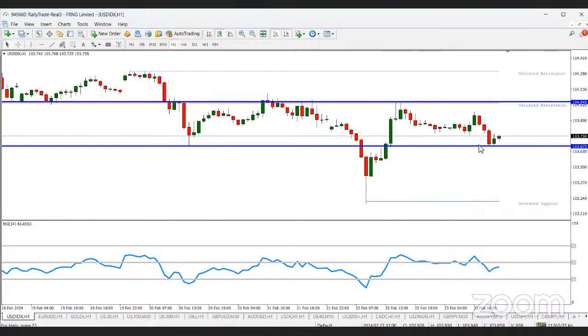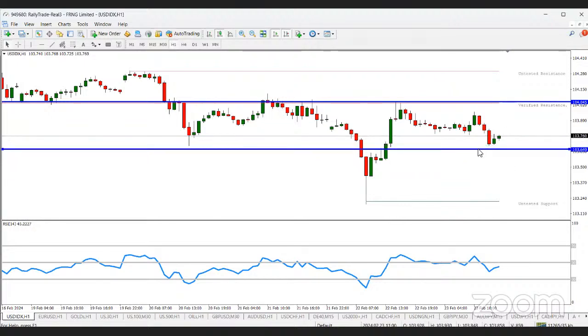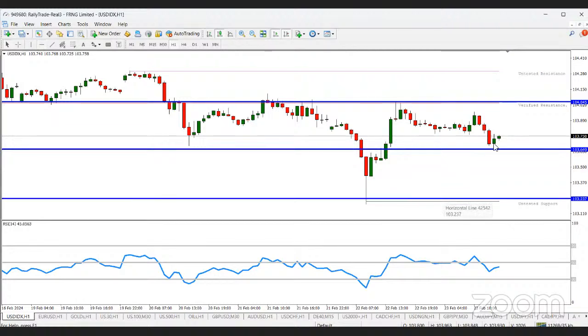So either the dollar breaks this particular point, and if it does break this point, then it will sell further to this place here, and that would see a significant rise in other dollar pairs. Or it comes to this verified resistance. I believe even if it comes to this place, it's likely going to be rejected back to the downside. You understand? So for the last day of this week, I feel like the dollar is likely going to be weak this Friday.